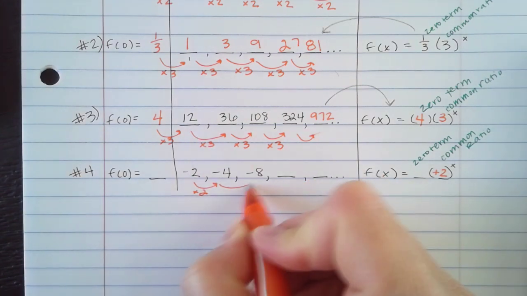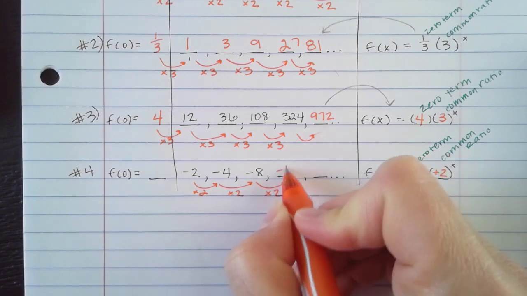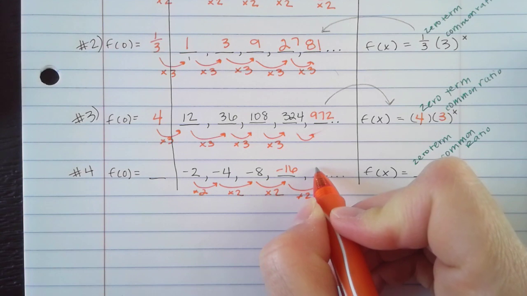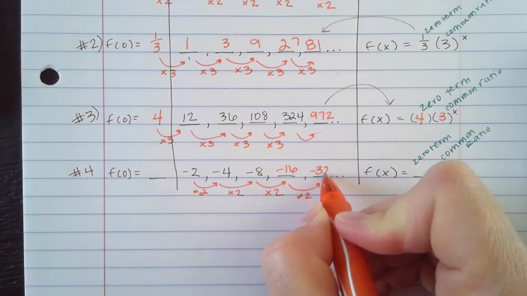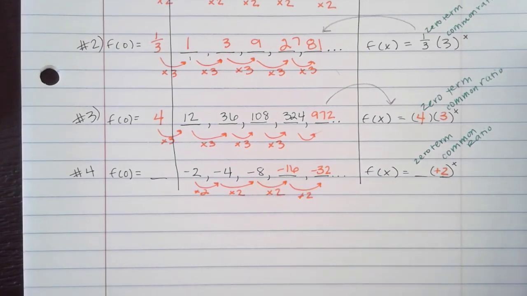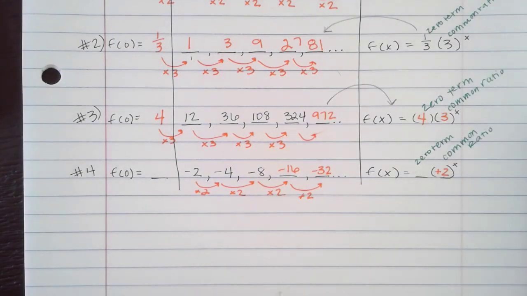So that's awesome. I'm going to multiply by 2. I'm going to keep going. That's a -16. I'm going to multiply by 2, which is -32. And I can keep going there. So I think that the common ratio is easier to find in this case because you just find what's being multiplied and you can do some guessing and checking, or you can go backwards and divide.